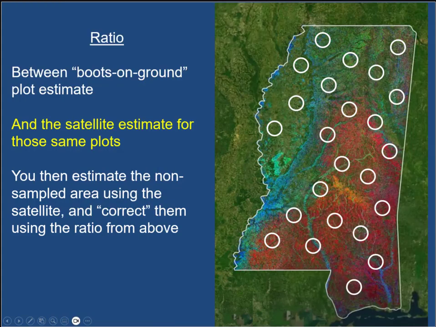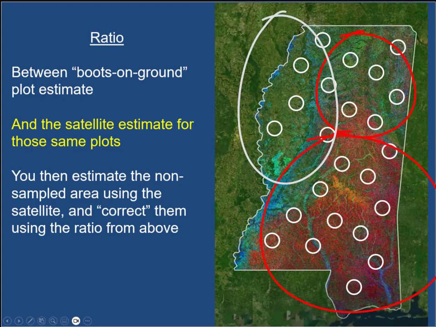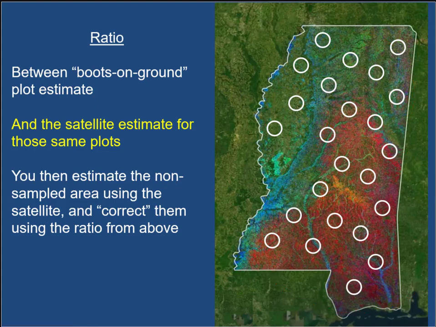Then I'm going to come back and I'm going to measure or quantify the satellite reflectance across the whole state. And I'm going to, in a sense, correct those estimates through this ratio with the boots on the ground. I may stratify this out here versus this here versus this here, more mixed pine, much more pine dominated, delta hardwood. That stratification is going to help me get a little more precise estimate. Nothing different than what we've been doing for years.